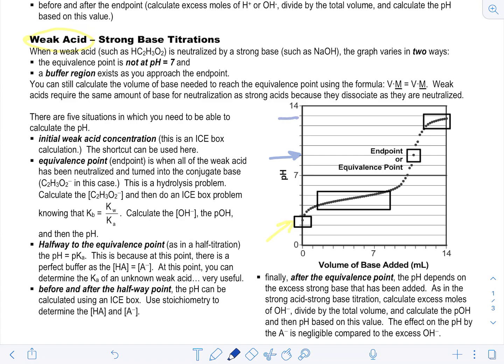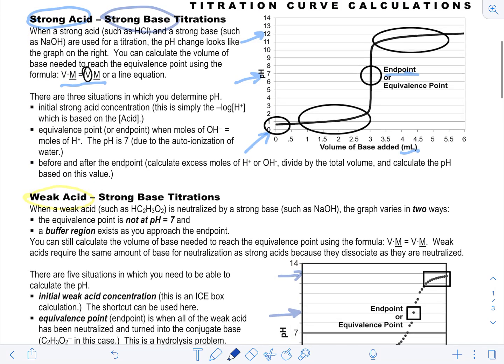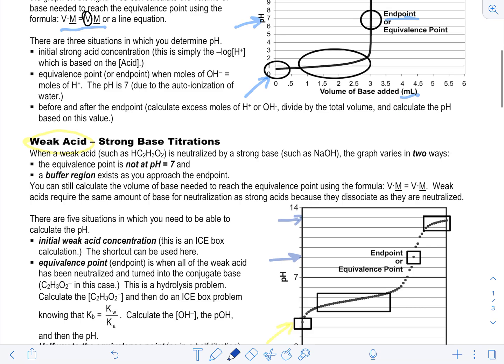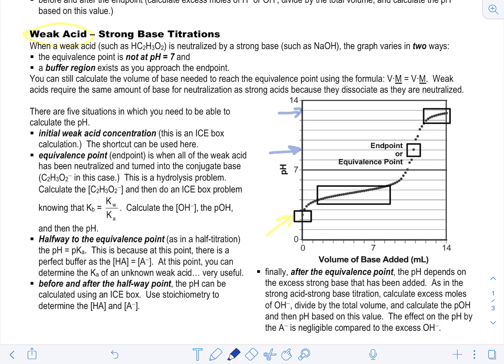And notice that the end point is actually not quite 13, but that is an indicator of what's going on. Now, I'm going to show you in a separate worksheet that when you are doing these kind of calculations, you can't do V1 M1 equals V2 M2. So you actually have to do things like an ICE table. So I'll show you how to do that.